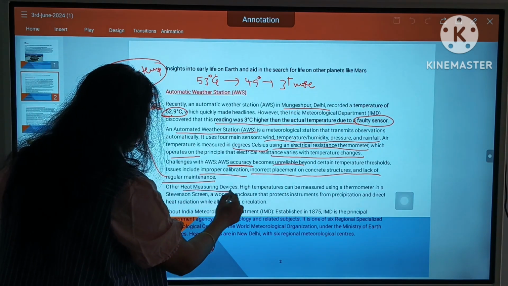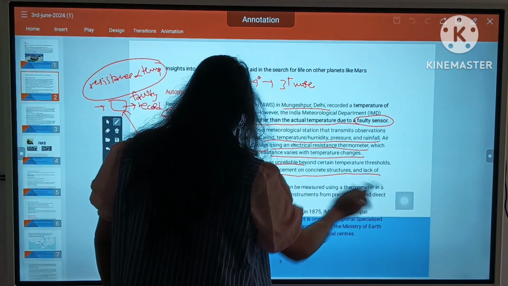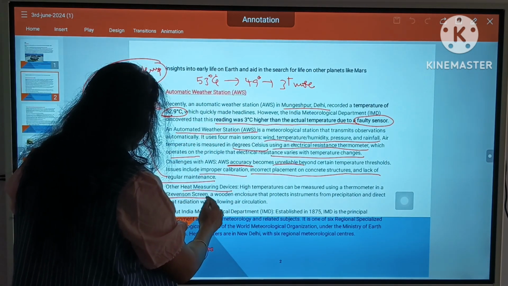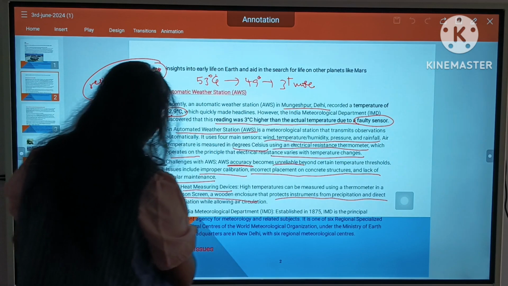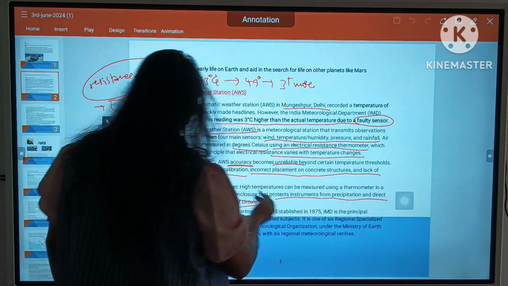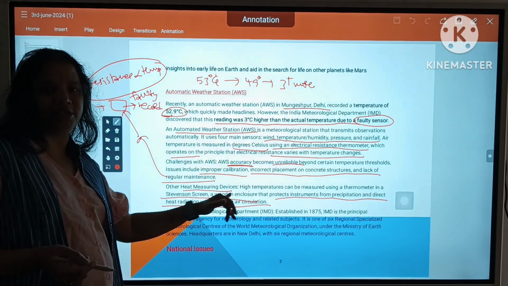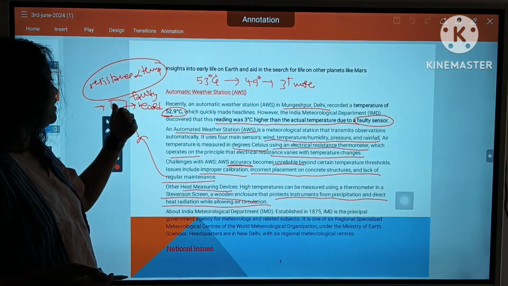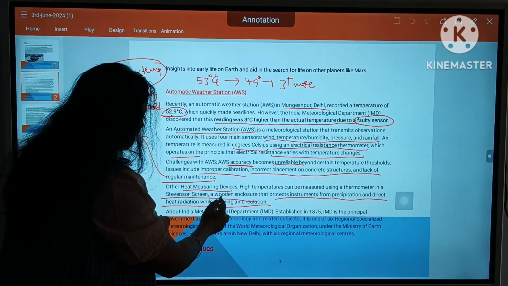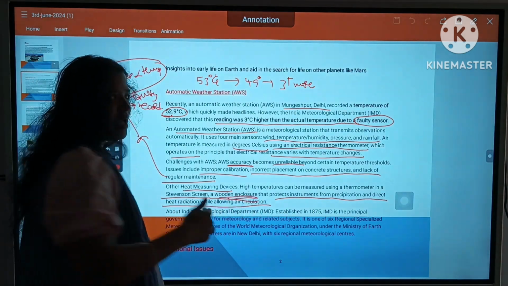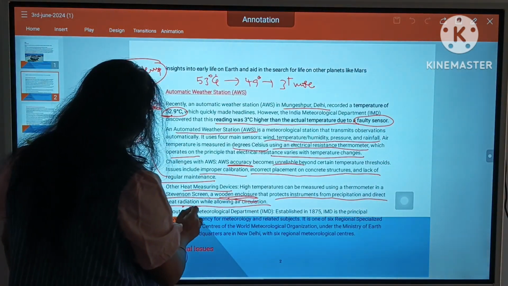Other heat measuring devices: high temperature can be measured using a thermometer in a Stevenson screen, a wooden enclosure that protects instruments from precipitation and direct heat radiation while allowing air circulation. In this article they are saying other heat measuring devices are better than this device. They use a wooden enclosure so the instruments are not exposed to precipitation and direct heat radiation while allowing air circulation.